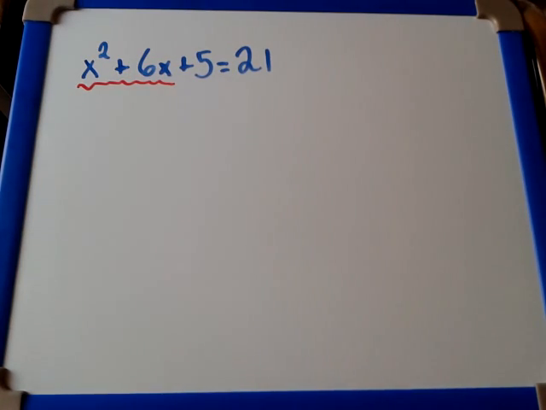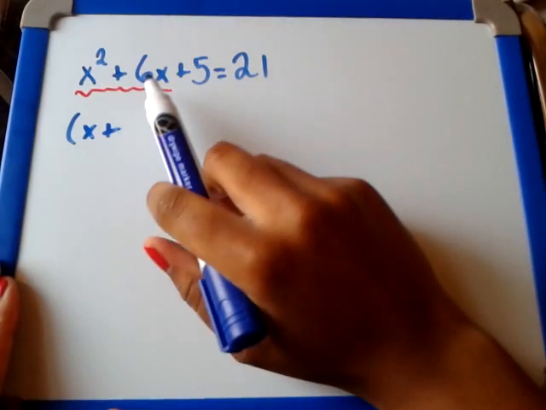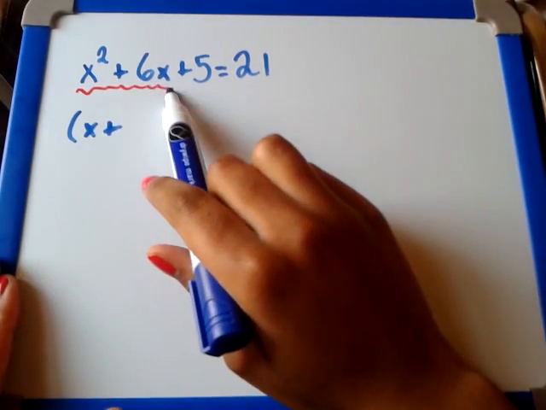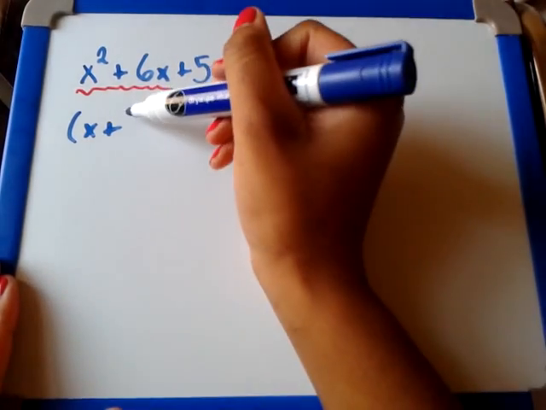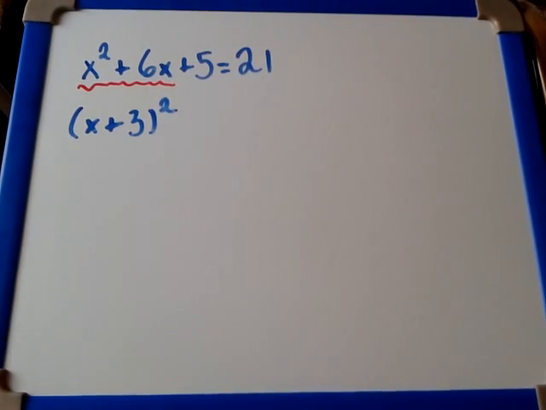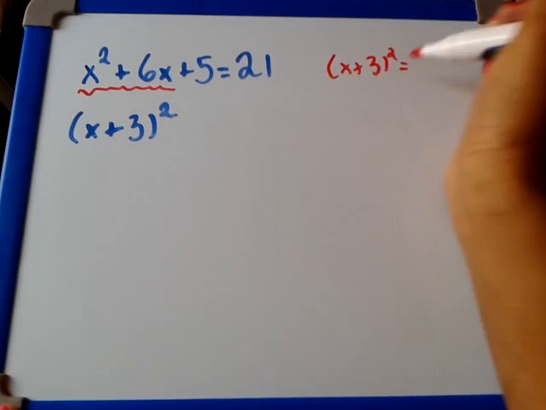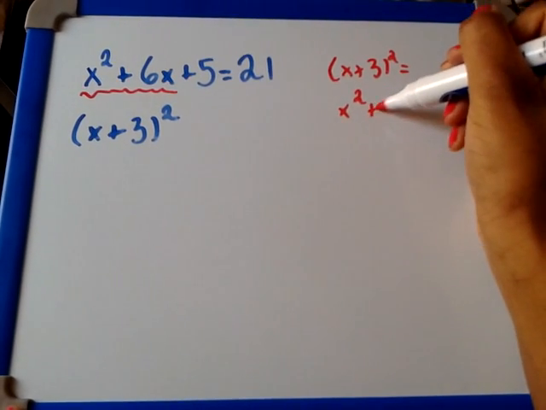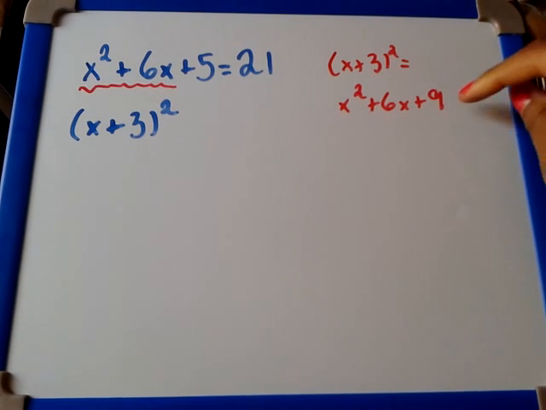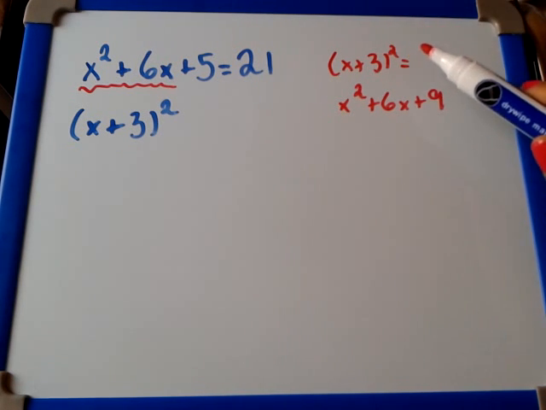The way to do that is to have an open bracket, x plus, and then we halve the coefficient of x. By coefficient, all I mean is the number that comes before x. So half of 6 is 3, and then we square all of that. If we evaluate x plus 3 squared, we get x squared plus 6x plus 9. I've skipped a couple of steps here, so if you want to know how to square brackets, make sure you check out my other video.